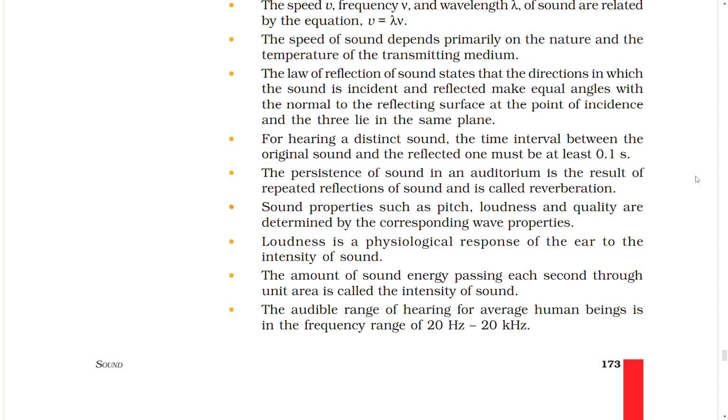Sound properties such as pitch, loudness, and quality are determined by the corresponding wave properties. Loudness is a physiological response of the ear to the intensity of sound. The amount of sound energy passing each second through unit area is called the intensity of sound. The audible range of hearing for average human beings is in the frequency range of 20 Hz to 20 kHz.